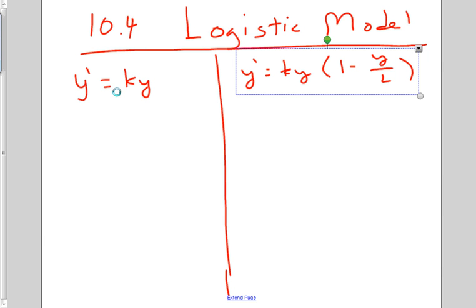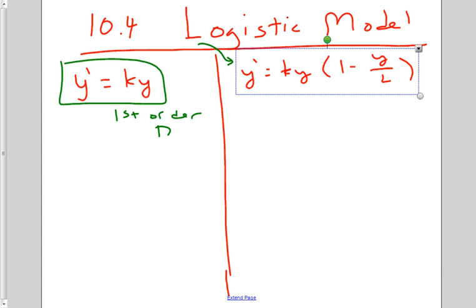In this video, we're going to develop the logistic model. The logistic model depends on this differential equation to our right. Before we look at that more challenging differential equation, let's look at the one on the left. This is a first order differential equation.